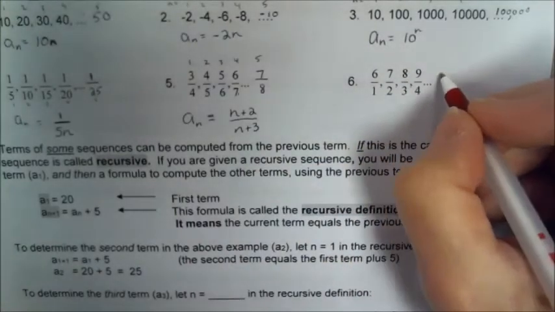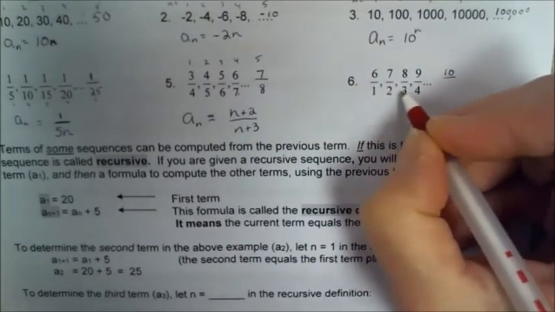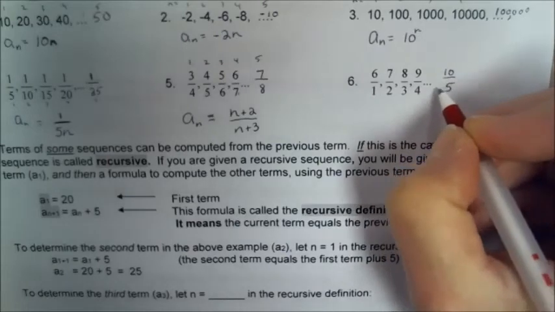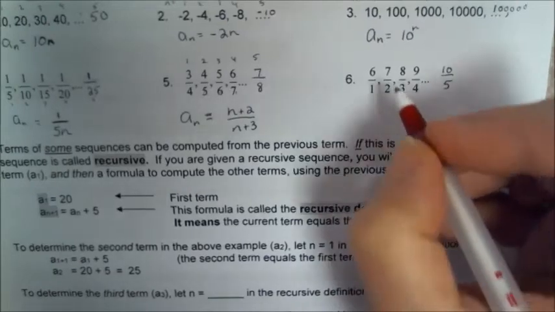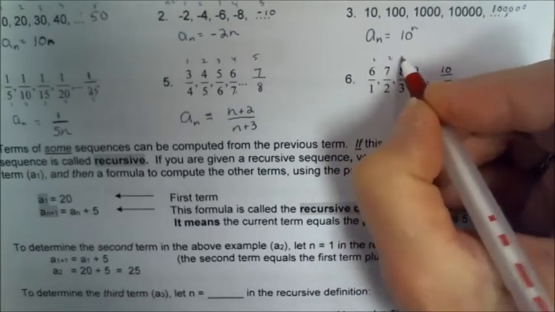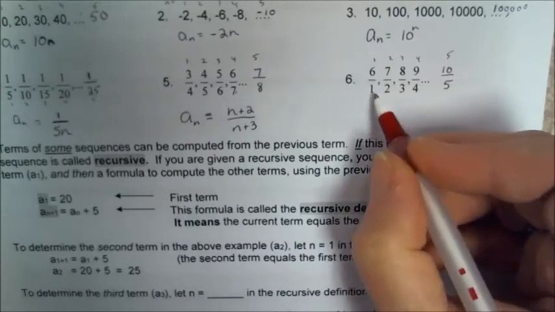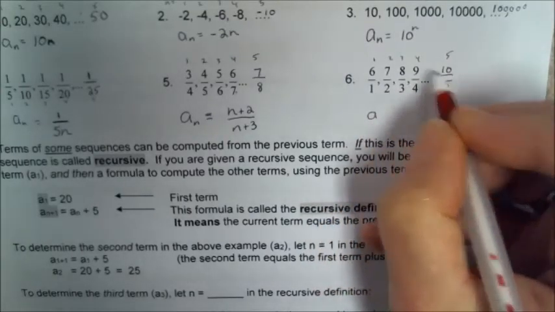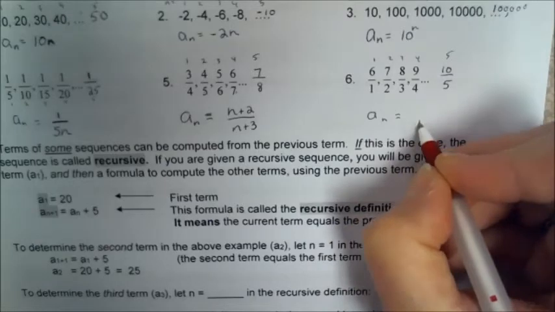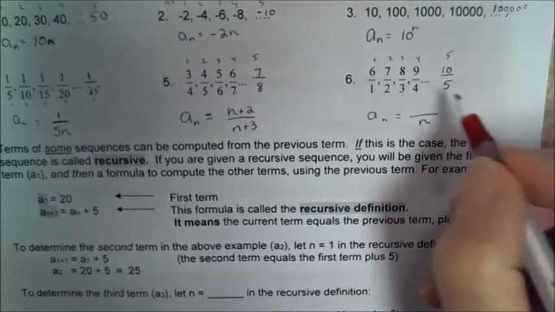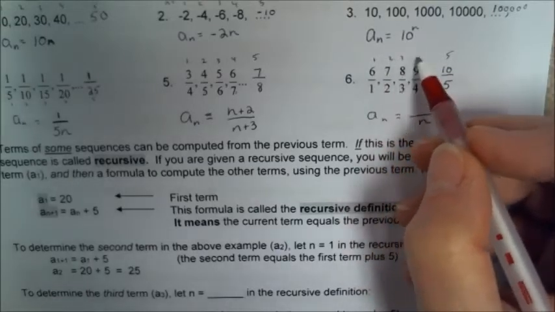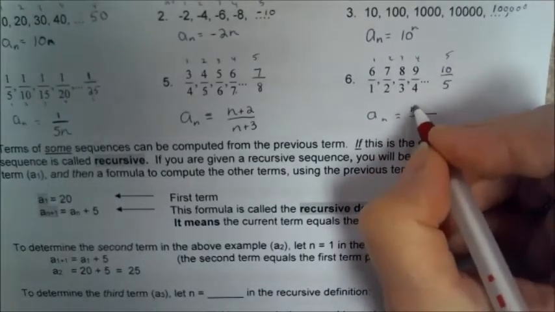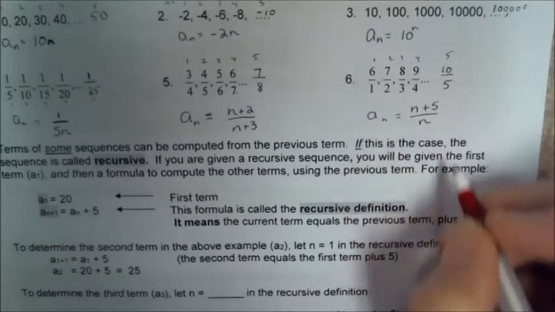And then 6, 7, 8, 9, 10 on the top, 1, 2, 3, 4, 5 on the bottom. So actually you would probably write this as a 2 instead of 10 over 5. So here's our n, 1, 2, 3, 4, 5. The denominator values are just the same as the n values, so I'm going to put my denominator down first. And if you just add 5 to all of these, 1 plus 5, 2 plus 5, 3 plus 5, 4 plus 5, 5 plus 5. So this would be n plus 5 all over n. So there's your definition.